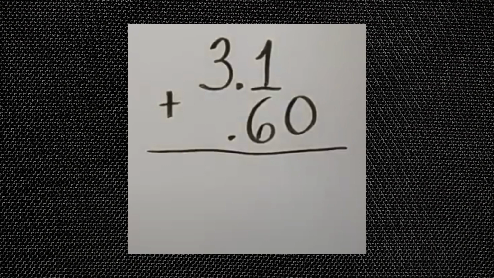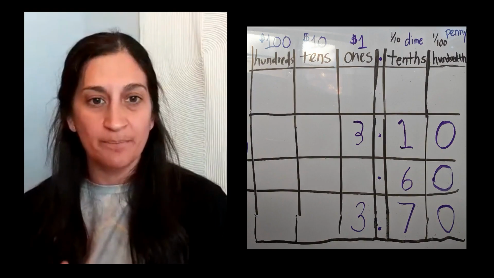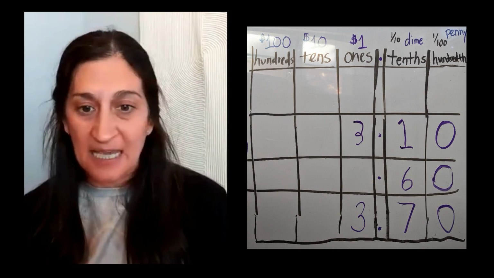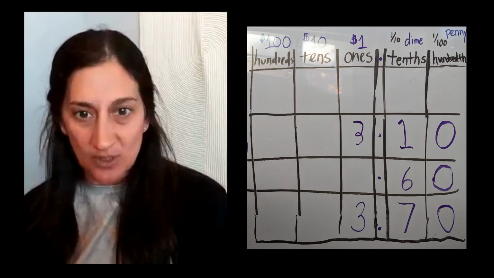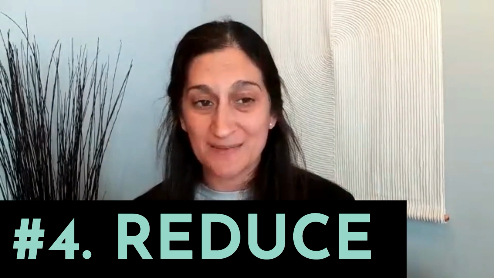Here's an example of a scaffold that I provided to my daughter. Initially, when she added these two decimals together, she thought that 3.1 plus 0.60 was 3.61. And I realized this was because she didn't understand what the value of the digit in the tens place was. And so I added a place value chart. And with that support, she was able to understand why the sum was 3 and 7 tenths instead of 3 and 61 hundredths.